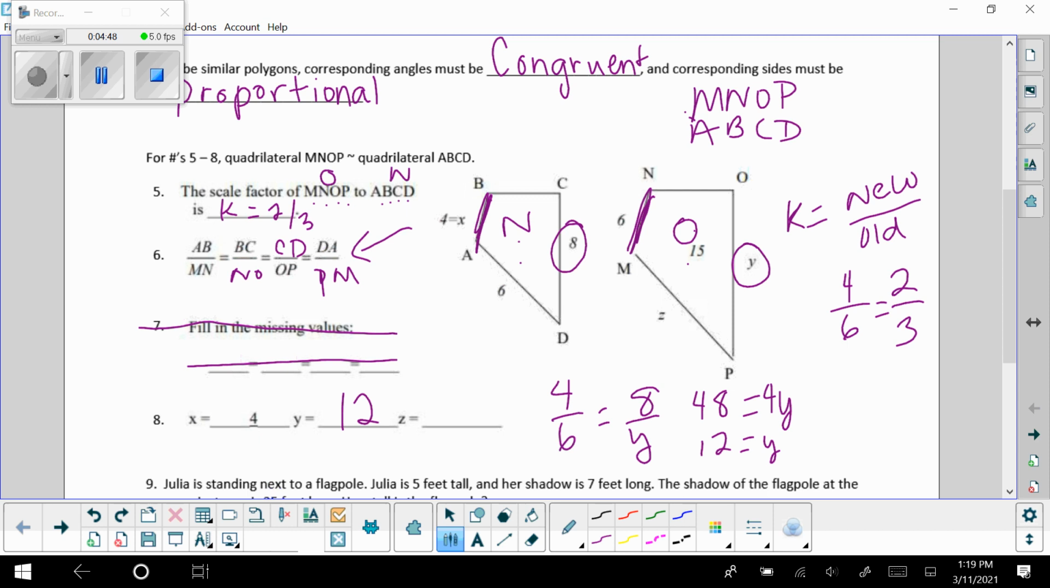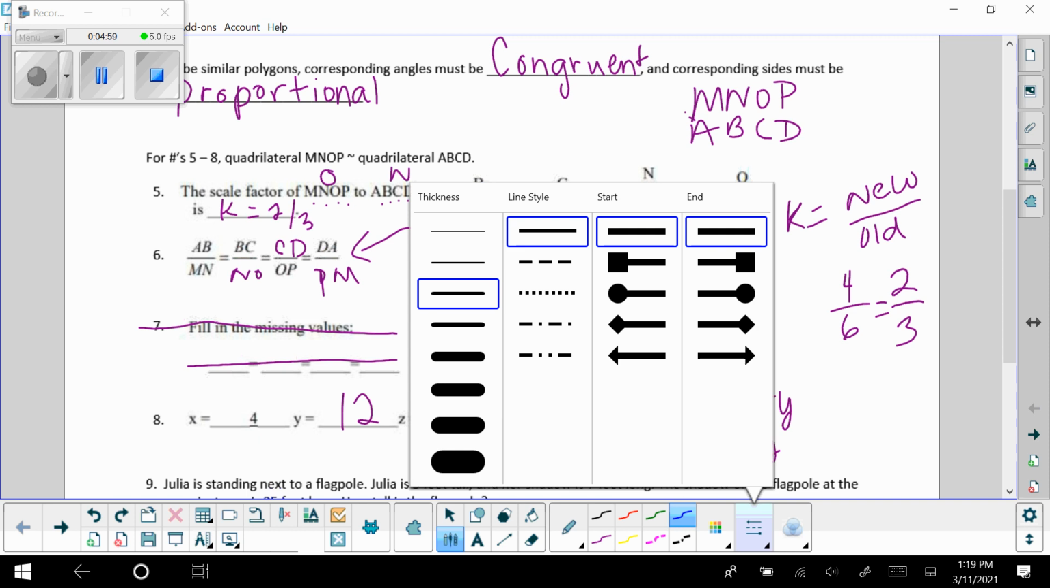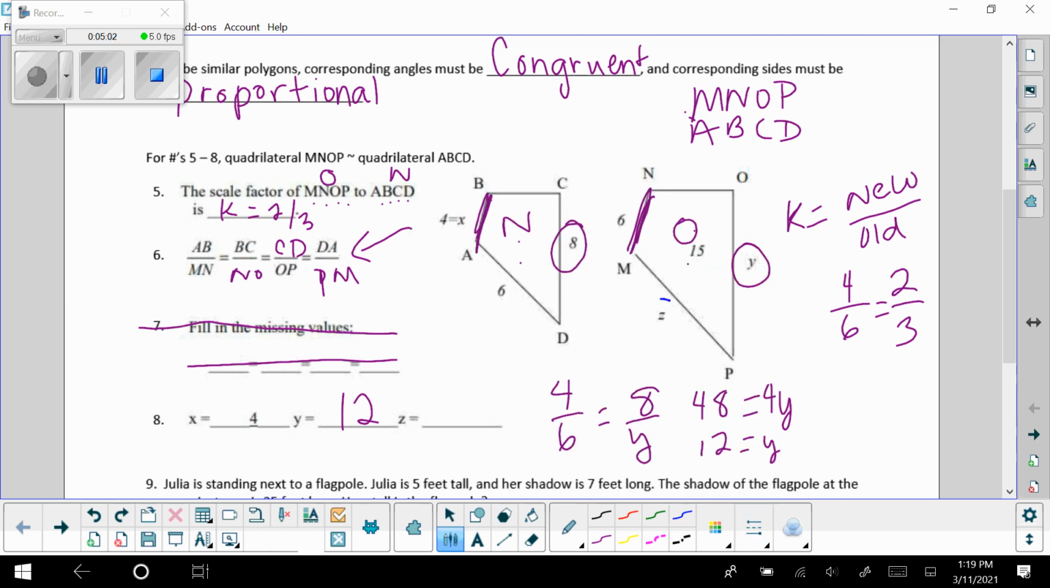For z, that's going to line up. Let's use a different color. That's here. That lines up with this side. So again, I can use this 4/6 fraction. 4/6 equals 6/z. Cross multiply. You end up getting 9 for z.